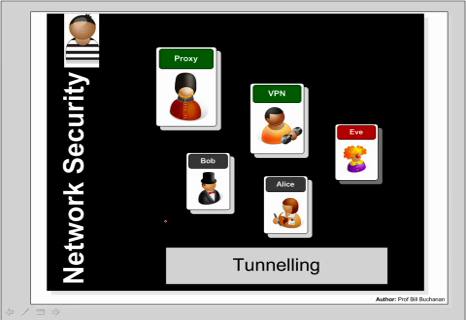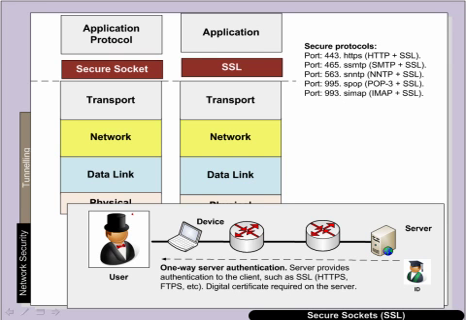So tunneling is another key area that we have, and that makes sure that our protocols are tunneled and encrypted over a public network. One of the most popular is a secure socket. With this, we insert a layer between the application and our standard communication stack called the secure socket layer. And with this, we get certain key ports that we use. 443 is our secure HTTP. For email, we have 465 for SMTP, and so on.